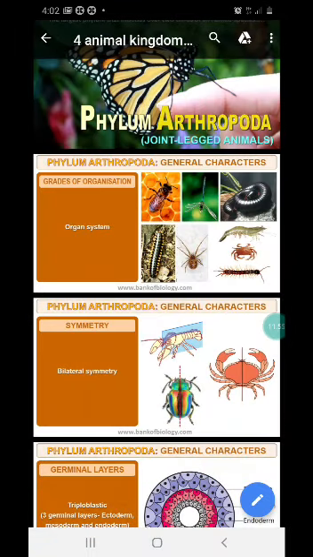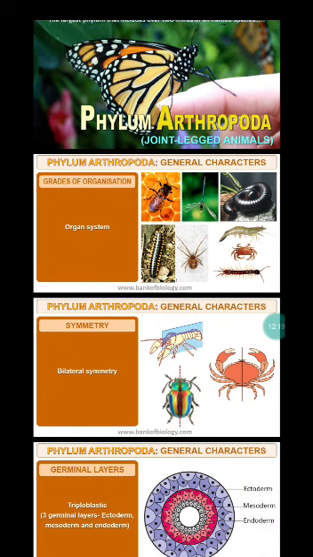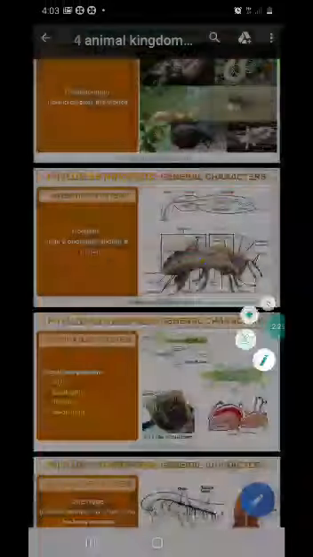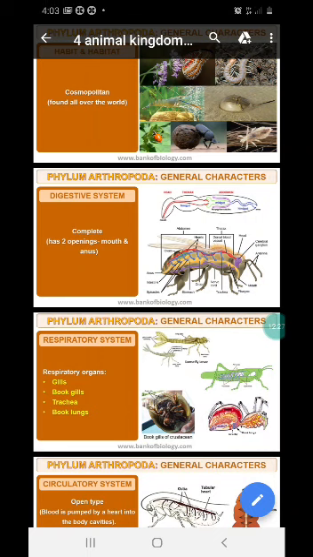Next is phylum Arthropoda, which means joint-legged animals. Arthro means jointed, poda means legged animals, right? Now coming to the general characters of these organisms, they are bilaterally symmetrical, triploblastic, coelomate, and they possess organ system level of organization. So what is their habit and habitat? They are cosmopolitan, which means they are found in all places all around the world.